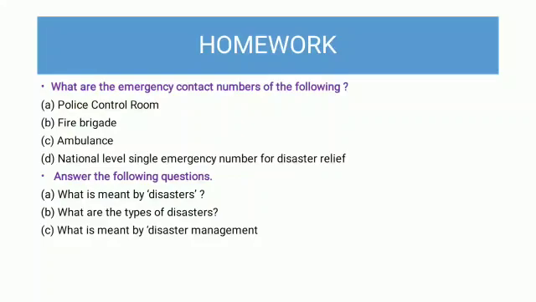Last but not the least, homework, children. What are the emergency contact numbers of the following? Police control room, fire brigade, ambulance, national level single emergency number for disaster relief. Next, answer the following questions. What is meant by disasters? What are the types of disaster? What is meant by disaster management? Children, I expect you to do homework sincerely and seriously.